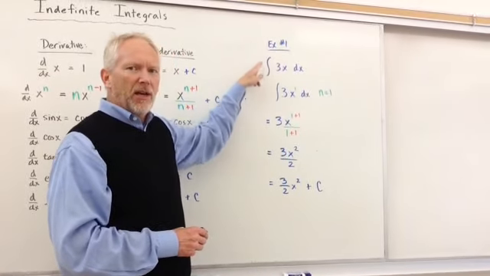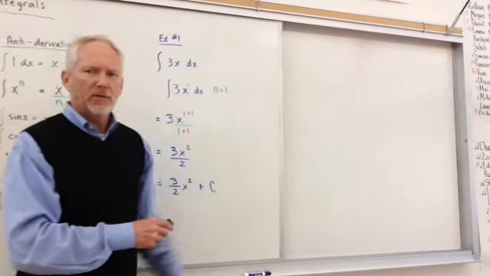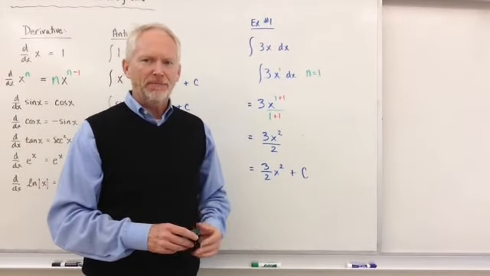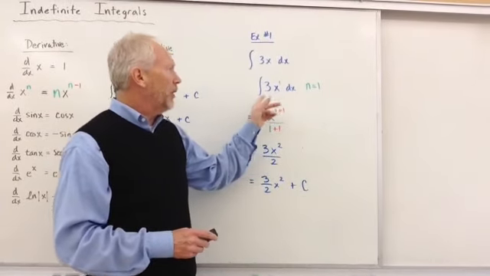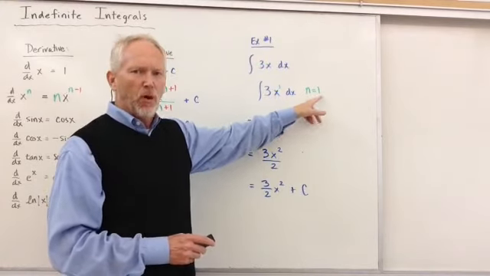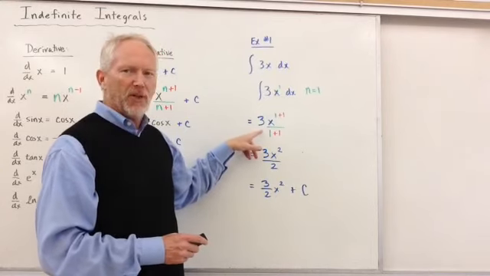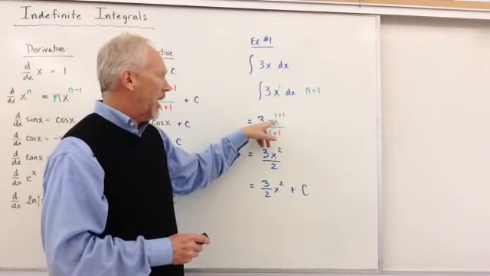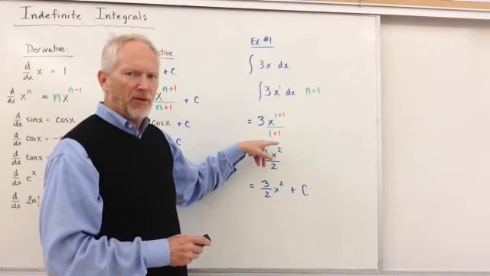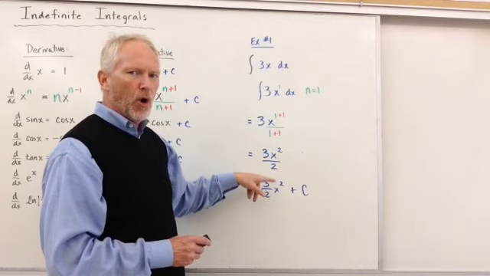Example number 1. We're asked to find the antiderivative of 3x dx. Now, here I rewrote it as 3x to the first power dx, where n is equal to 1. And now we can take the antiderivative. That's going to be 3. Remember, it's a constant, so we just leave that alone. X, 1 plus 1. And then down in the denominator, we're going to take the 1 plus 1. So that ends up being 3 times x squared over 2.